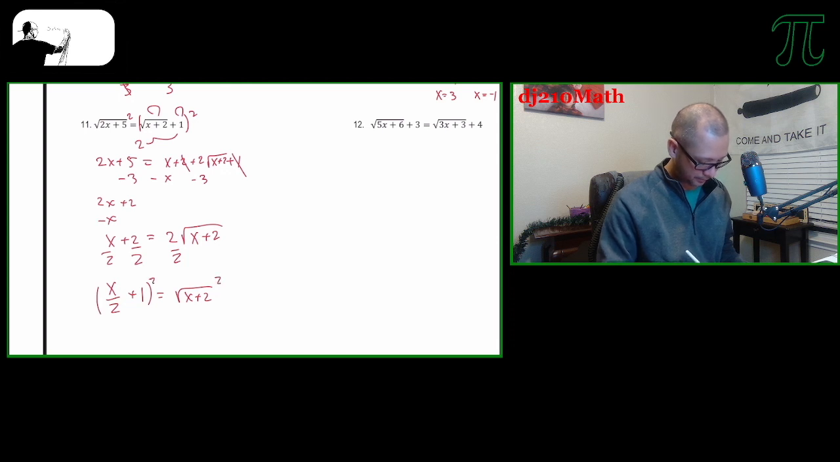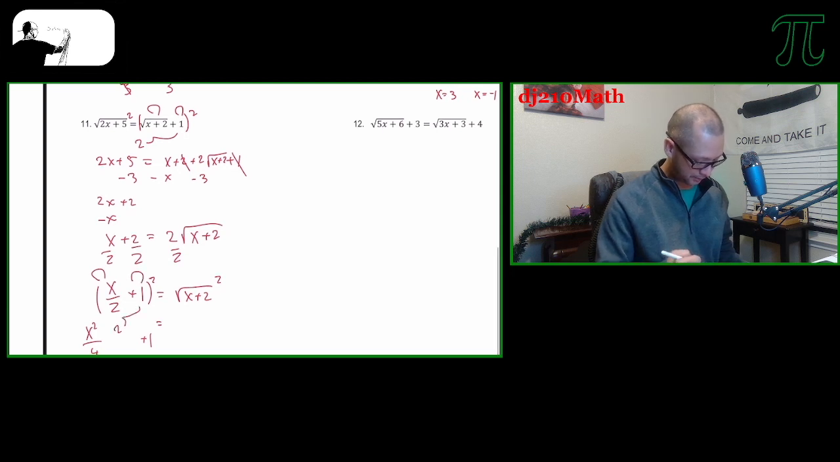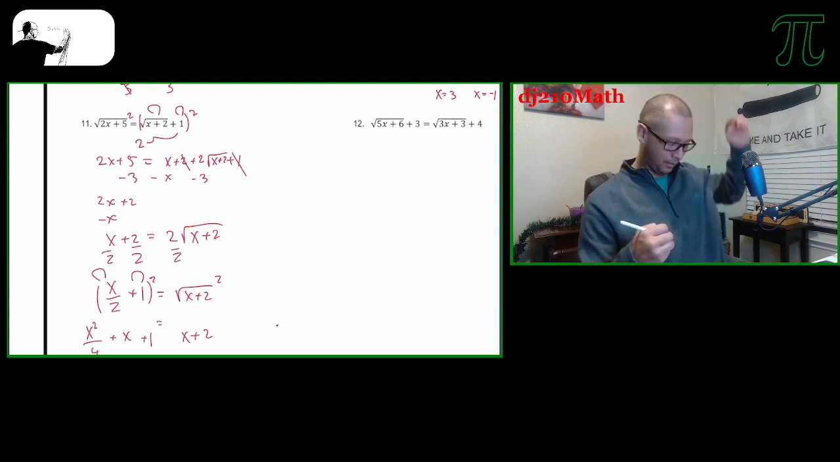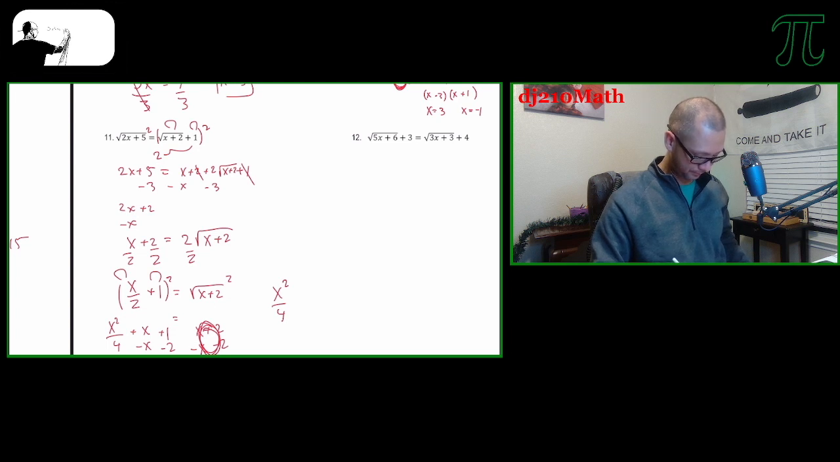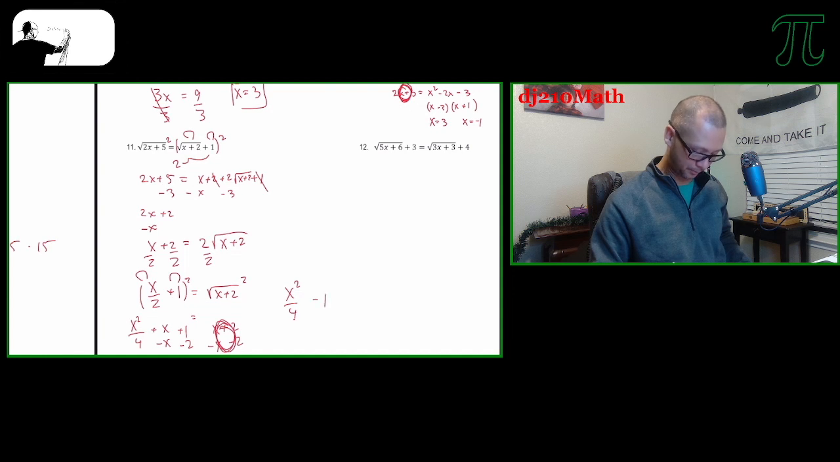Let's square both sides. So this is going to be x squared over 4 plus 1, right? Because this times this, this times this, 2 times this times this. That's nice. 2 times that is just going to be x times 1, which is just x, is equal to x plus 2. Let's minus x minus 2. We're going to get x squared over 4. X minus x, that just goes away. Minus 1 is equal to 0.